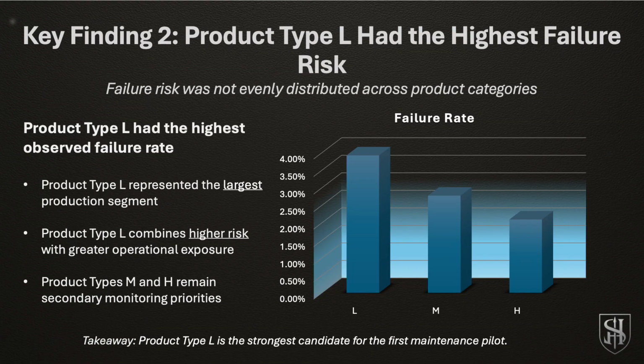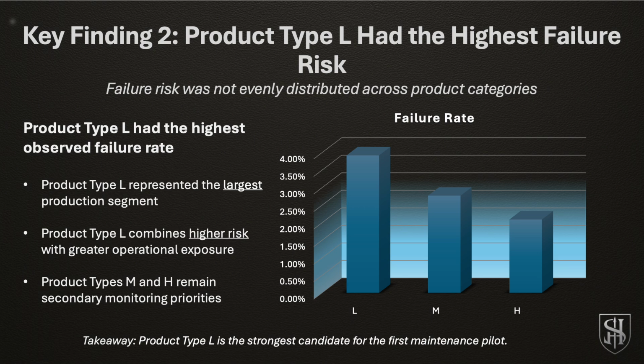This slide presents the second key finding from the report. Product type L had the highest overall failure risk. The analysis compared failure rates across the three product categories: product type L, product type M, and product type H. The purpose was to determine whether failure risk was evenly distributed across the dataset or concentrated in a specific product group. The results show that product type L had the highest observed failure rate.